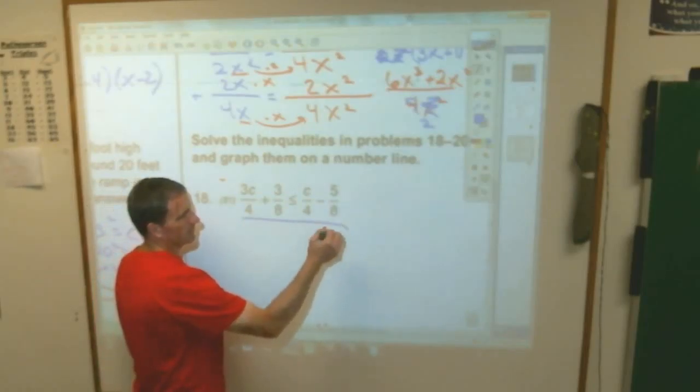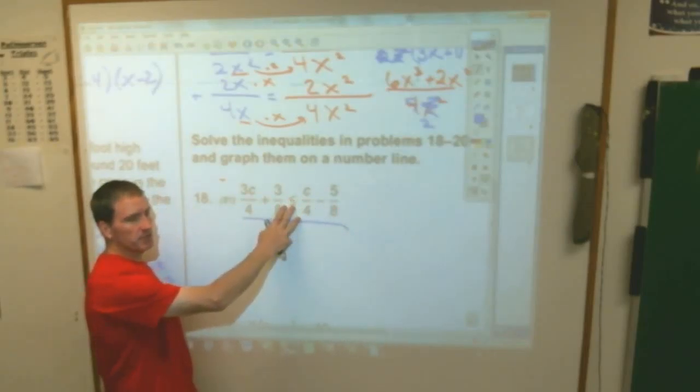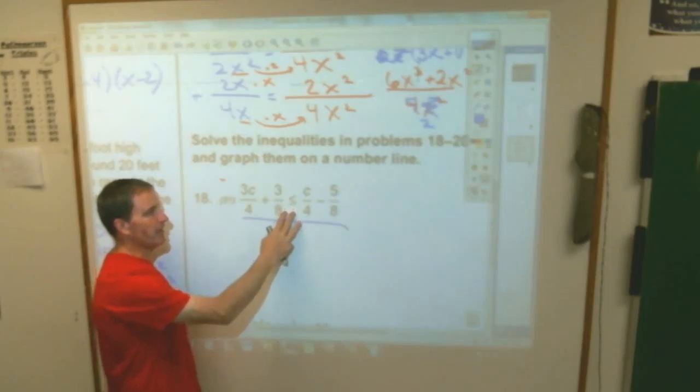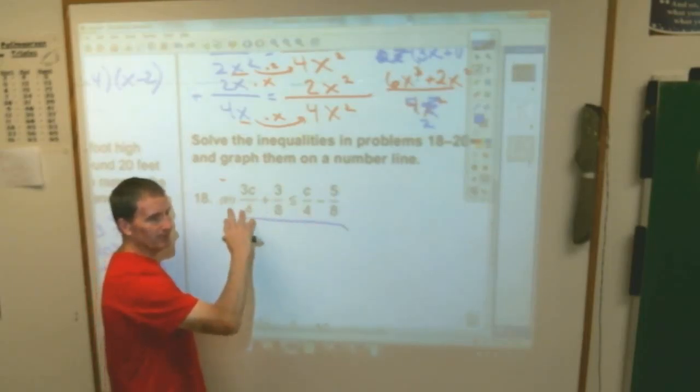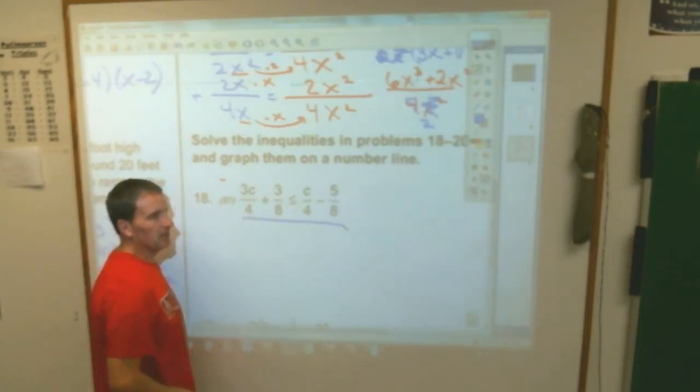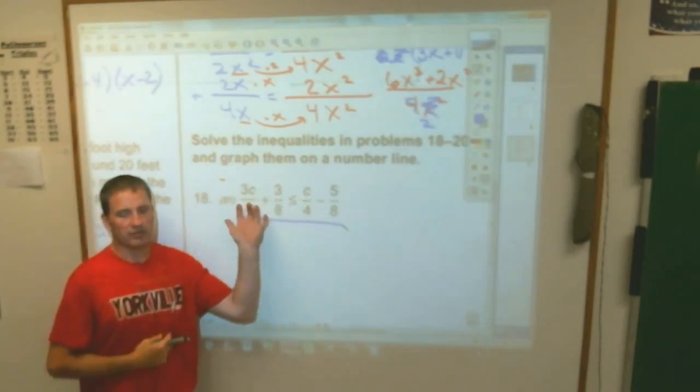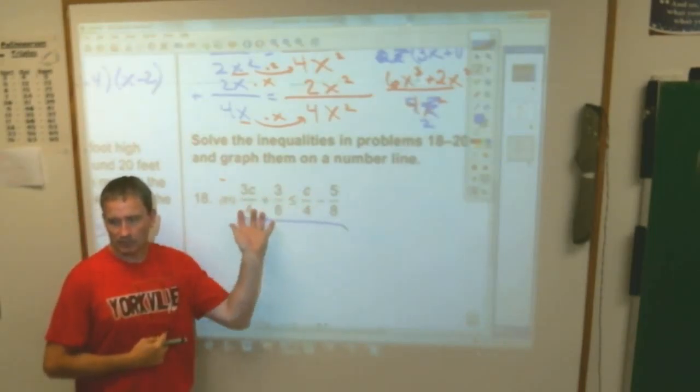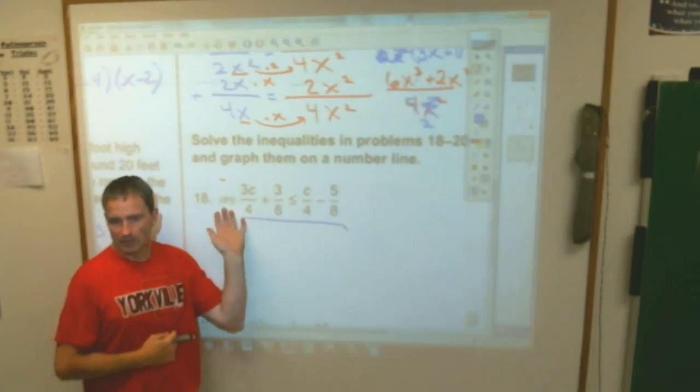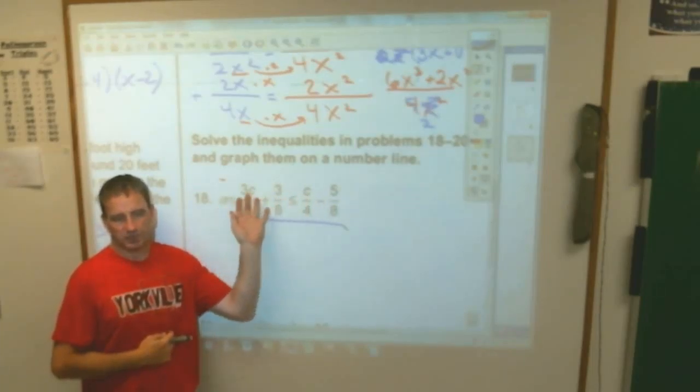Remember, inequalities get solved just like equations. The only thing you have to watch out for is negative variables, and we're not going to deal with that there. If this was an equation, how would you solve that? I'll tell you how I would do it that I think would make your life easier. How can I get rid of all these fractions with one fell swoop? Calvin?